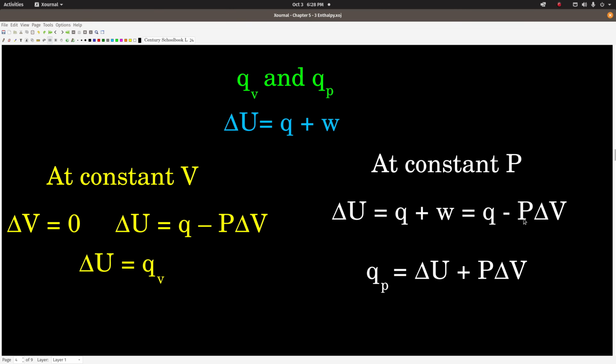And so if we rearrange this equation just a little bit by adding P delta V to both sides, we get what QP is. It's equal to delta U plus P delta V. So when we measure the thermal energy transferred at a constant pressure process, it's not just delta U. We're measuring delta U plus P delta V. A little bit more complicated.